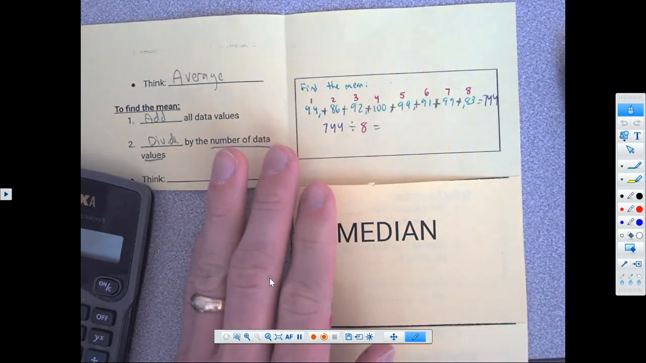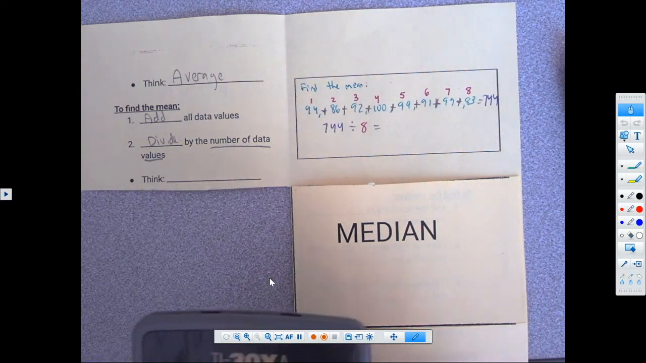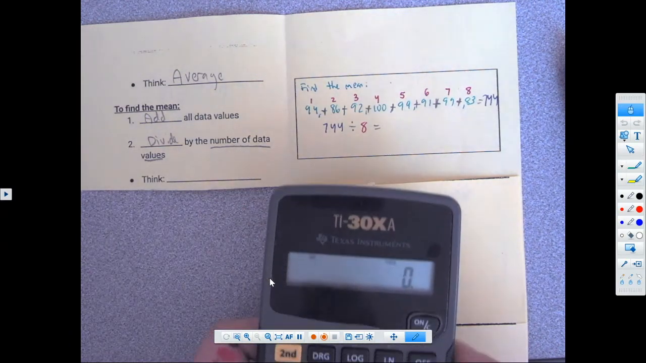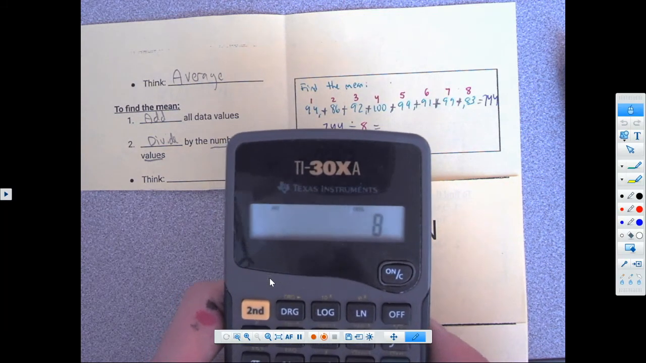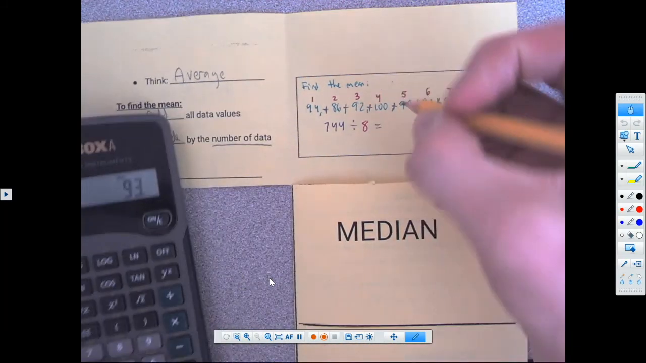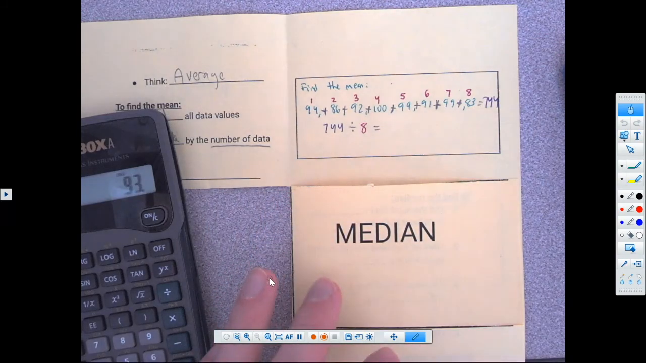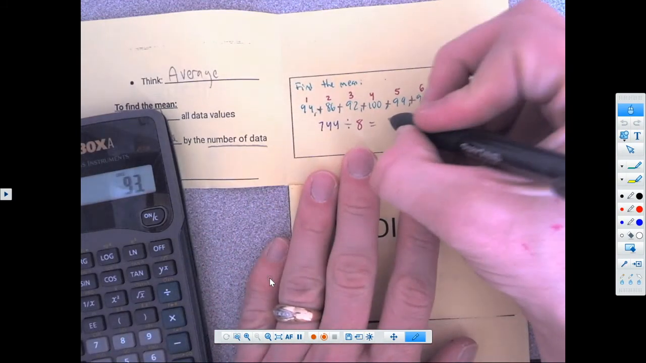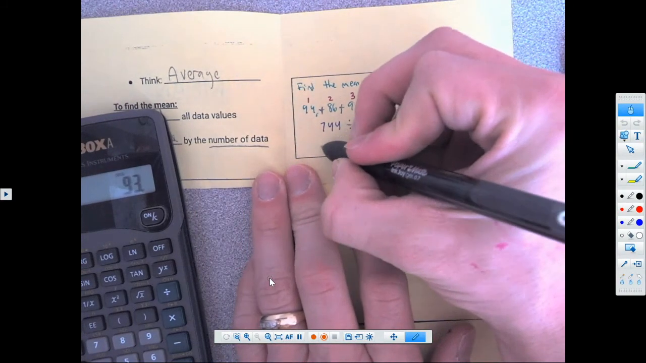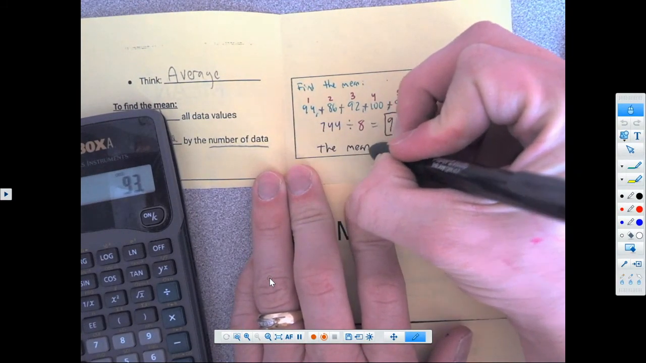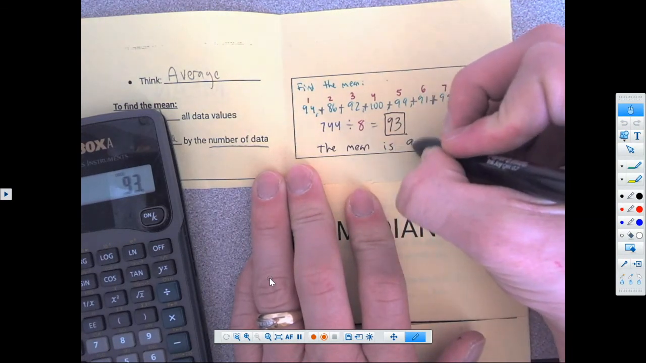And I don't expect you to do long division by hand right now. It's unnecessary for what we're doing. So I'm going to do 744 divided by 8. I did 93. Let's use black pen, I guess. I'll put dots around that so that I know that's my answer. The mean, or the average, is 93.